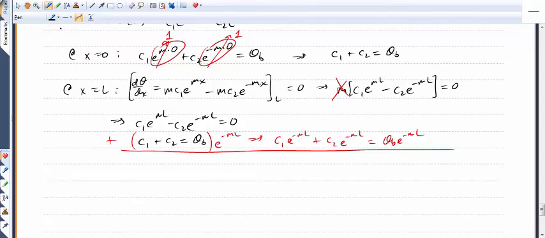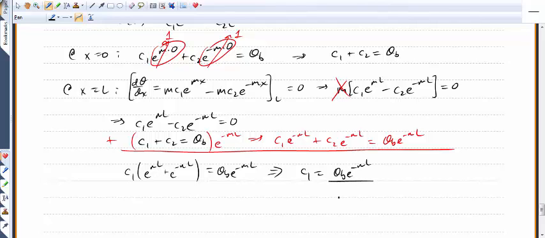What happens here is that you have a c2 e to the minus ml, the negative sign up front on the top equation, and we have a positive term on the bottom equation, so they just cancel out. So as a result, you get c1 times (e to the plus ml plus e to the minus ml) is equal to theta sub b e to the minus ml, which then allows us to calculate c1 as theta sub b e to the minus ml over e to the plus ml plus e to the minus ml.